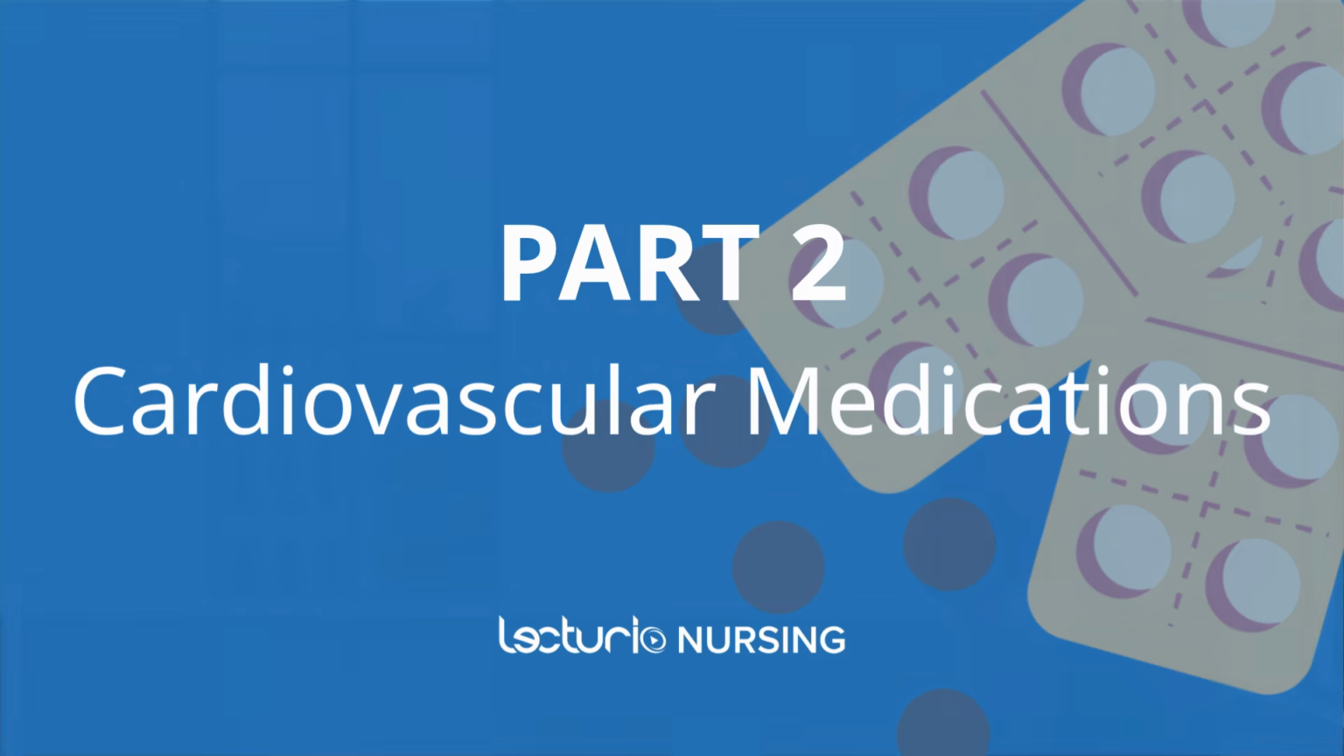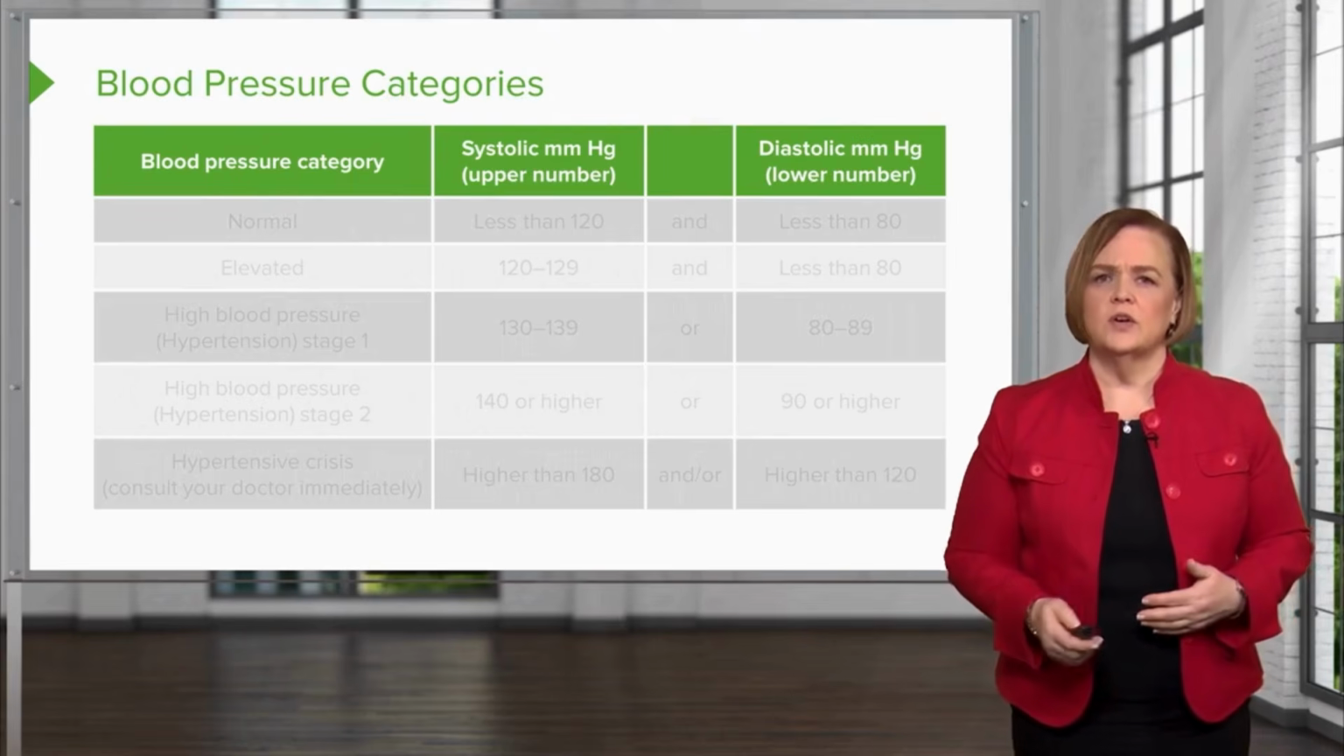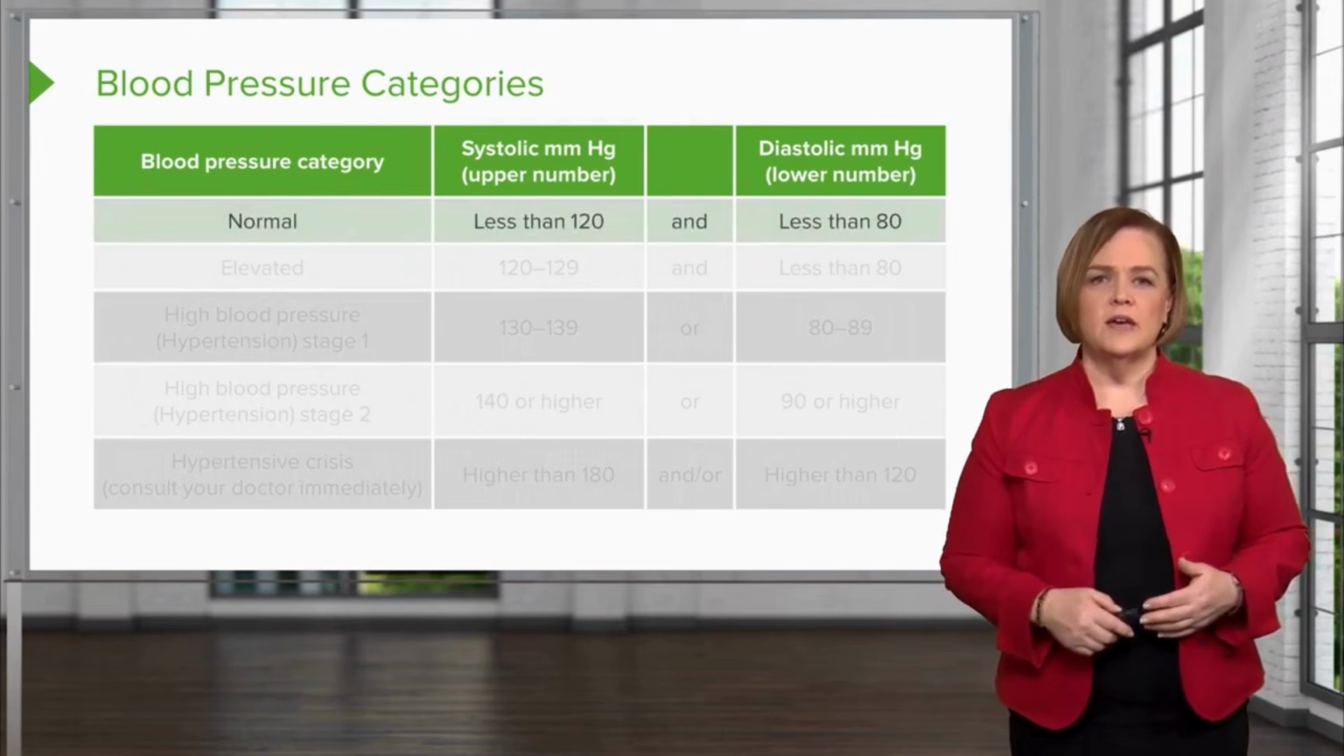Hi, and welcome to one of our videos about the medications we use to treat hypertension. In this one, we're going to focus on the renin-angiotensin-aldosterone system. We call that the RAS. Now, let's do a quick review of blood pressure categories. You're going to see those appear behind me.